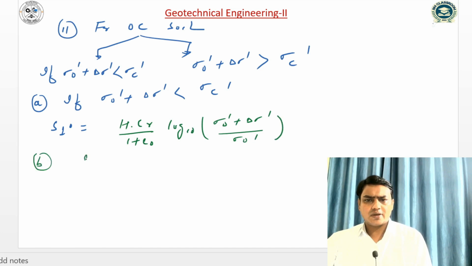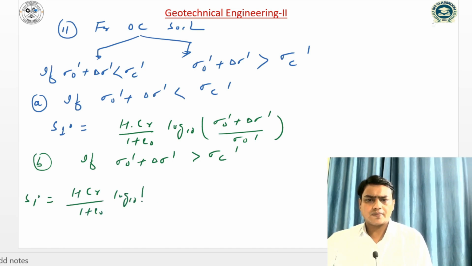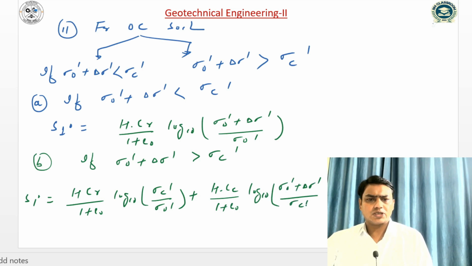And the second case, if sigma 0 dash plus delta sigma dash is greater than pre-consolidation stress, the primary consolidation settlement is H into Cr divided by 1 plus e naught log 10 sigma c dash by sigma 0 dash, plus H into Cc divided by 1 plus e naught log 10 sigma 0 dash plus delta sigma dash divided by sigma c dash. With the help of this, we can compute the primary consolidation settlement.